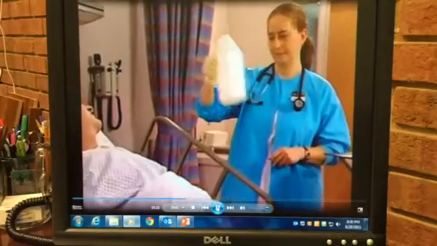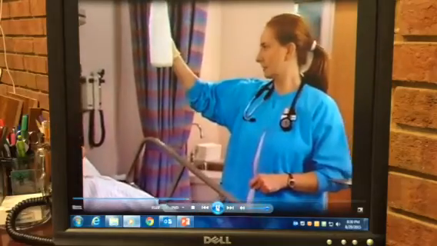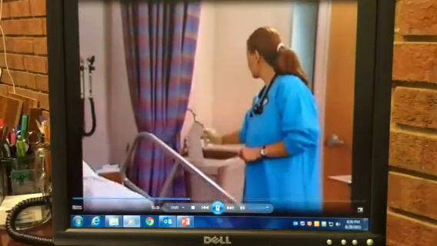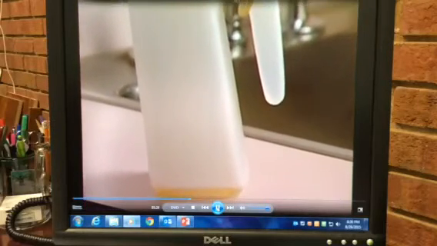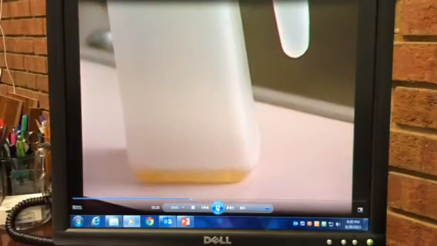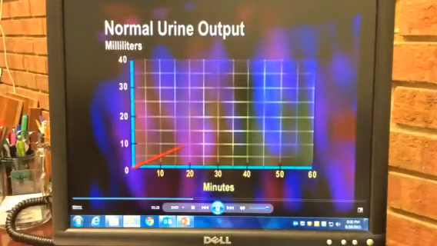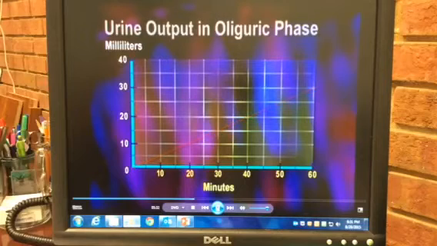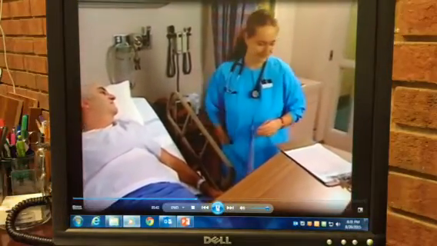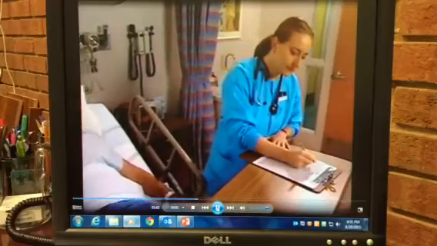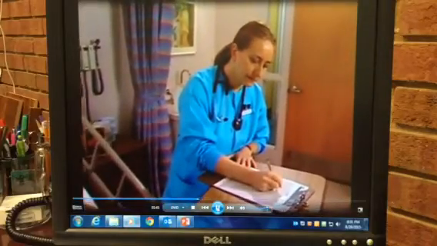Your assessment findings may vary with the phase of acute renal failure. If your patient's in the oliguric phase, expect his urine output to fall sharply. Normally, urine output exceeds 30 milliliters per hour. In the oliguric phase, it drops to about 15 milliliters per hour. This decreased urine output usually occurs 1 to 7 days after the causative event.